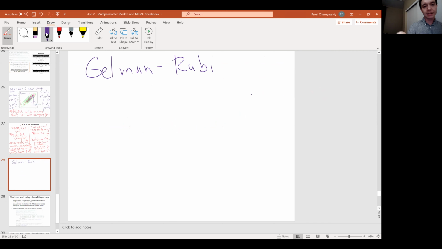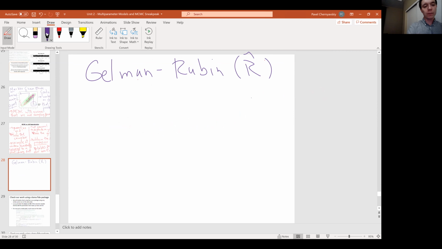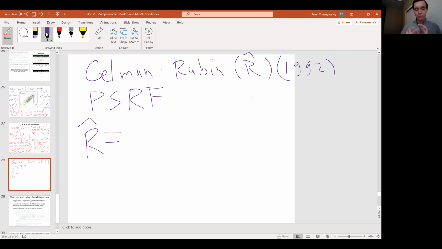Gelman-Rubin, known as R-hat or the potential scale reduction factor. Please don't make me write it out, I'm having problems with my stylus. So here's the definition. R-hat, and this is out of a 1992 paper, and I know that Andrew Gelman and company are working on an update. So I'll cite their old work that is still being widely used.